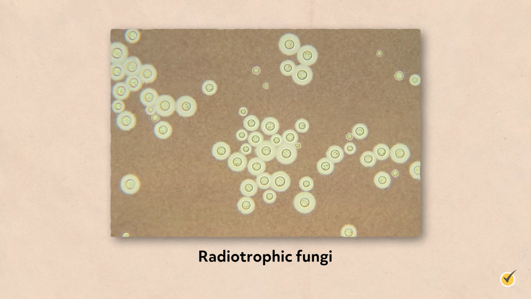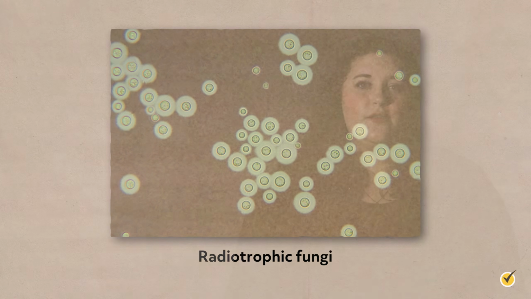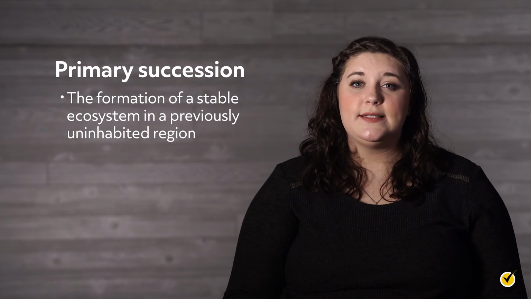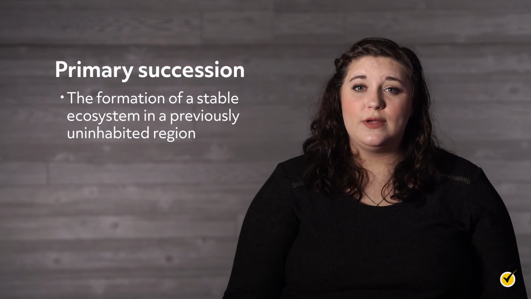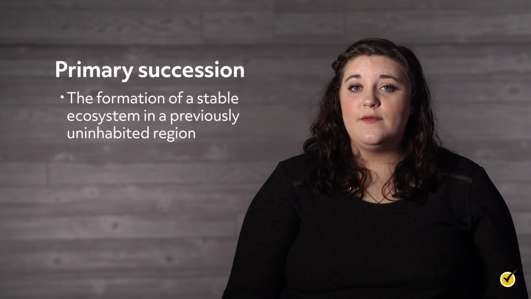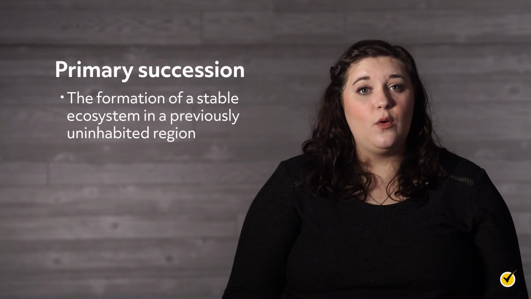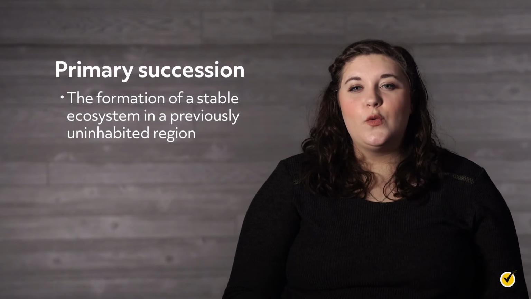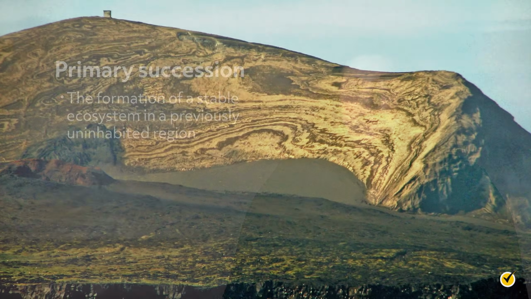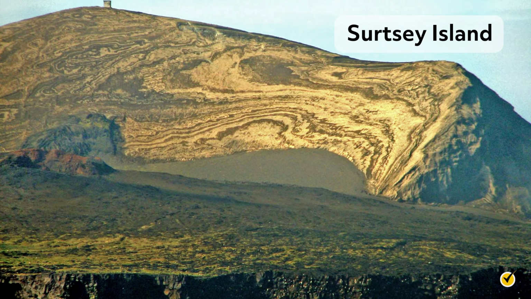To distinguish between the two types of ecological succession, primary and secondary, we need to take a look at the environment that existed before the drastic change. Primary succession is the formation of a stable ecosystem in a previously uninhabited region. This means no previous soil and no previous living organisms. One really cool example of this is the island of Surtsey off the southern coast of Iceland.